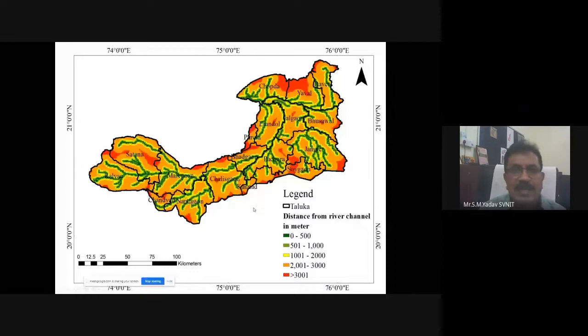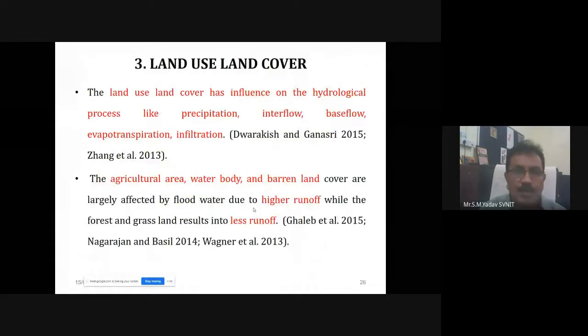Land use, land cover. The land use, land cover has influence on the hydrological processes like precipitation, interflow, base flow, evapotranspiration, infiltration. The agriculture area, water body, and barren land cover are largely affected by flood water due to higher runoff, while the forest and grassland result in less runoff.